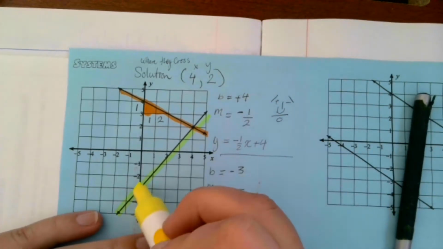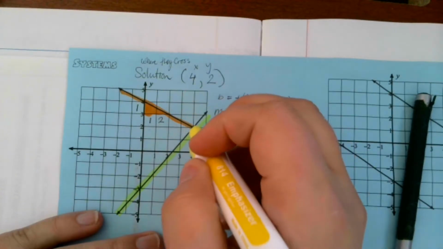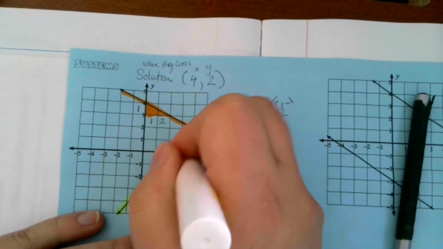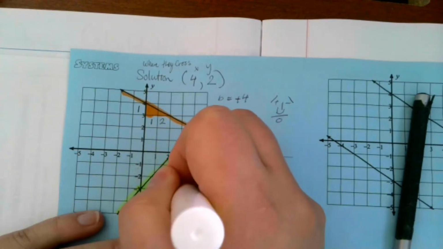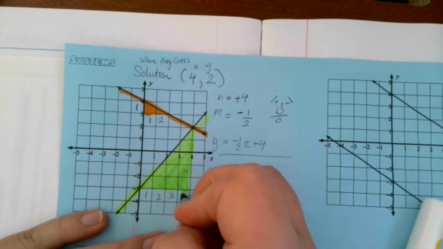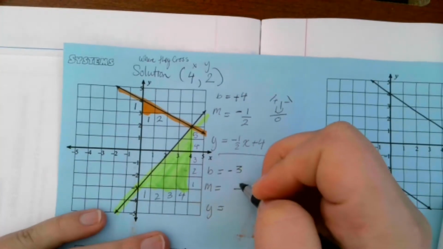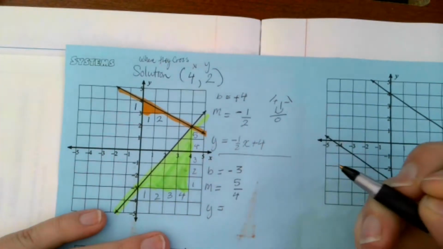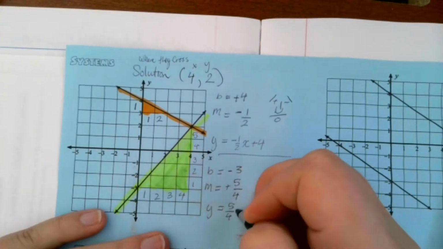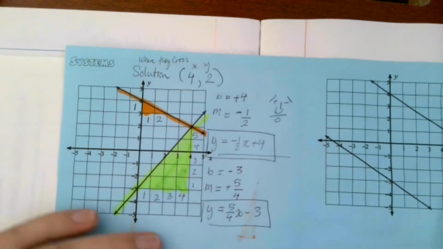Now what I'm doing is I'm starting at that 3. That's not a good point. I'm just looking for the next good point, and the next good one is actually the intersection point. And then again, 1, 2, 3, 4. 1, 2, 3, 4, 5. I'm getting 5 on top, 4 on the bottom, and this is uphill, so it's a positive. So I'm getting 5 over 4, x minus 3. And I have my 2 equations.